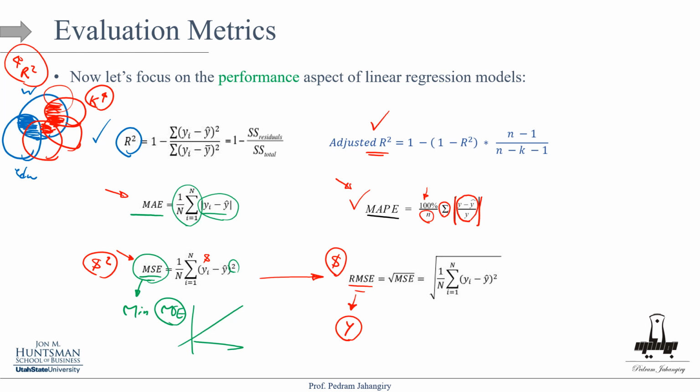And the mean absolute error is just a number. It doesn't make any sense by itself, but if you report it as a percentage, it makes a lot more sense. So yeah, there you go. That's all the evaluation metrics, well, relatively all the evaluation metrics we use for linear regression.